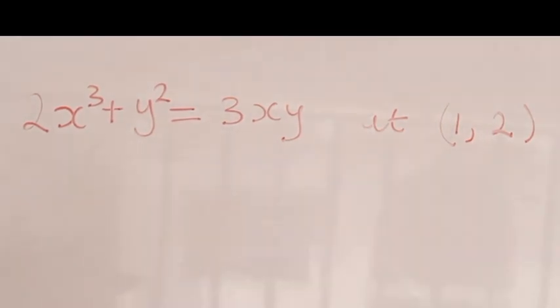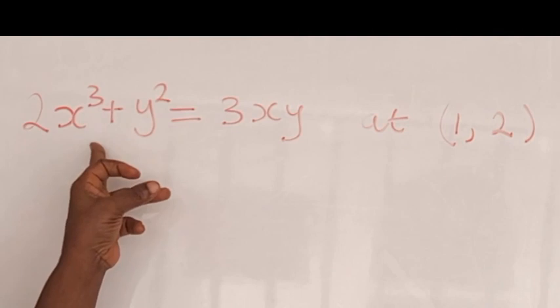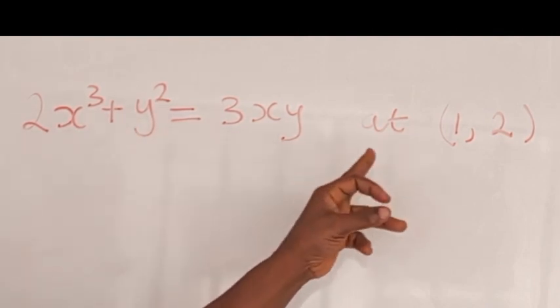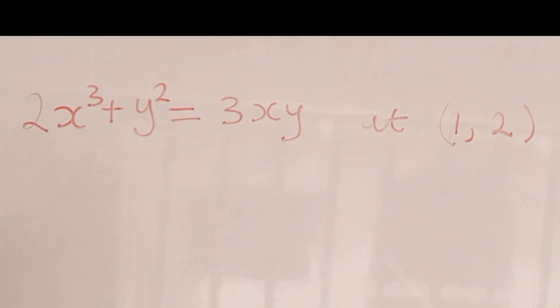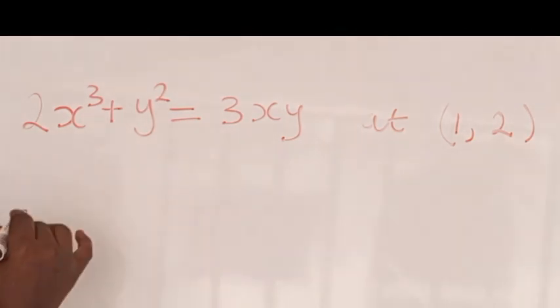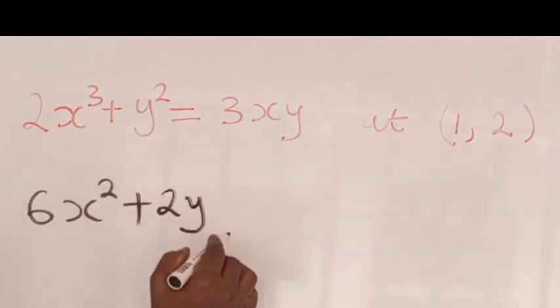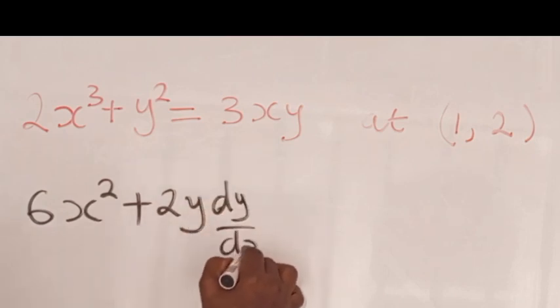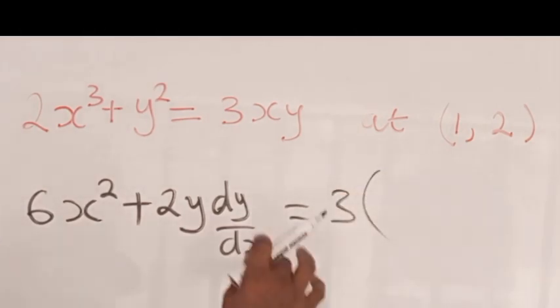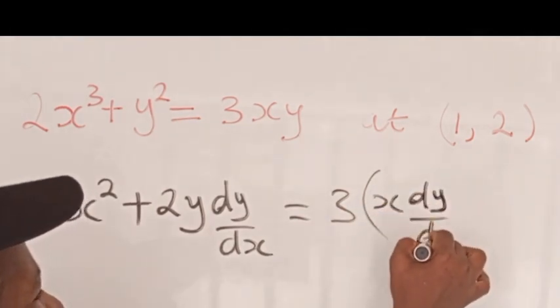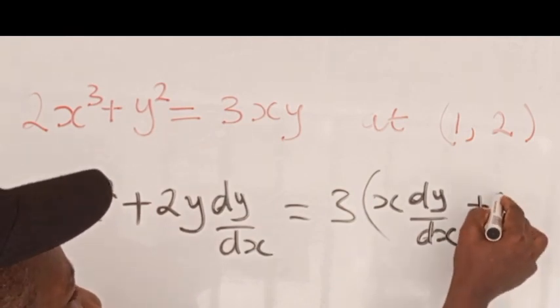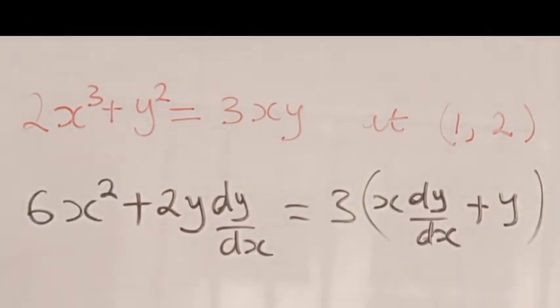Let's look at another problem. Suppose you're given this curve and you're asked to find the equation of the tangent and normal to this curve at this point. Looking at this, the equation is implicit, so you are going to use your implicit rule of differentiation. Differentiate both sides with respect to x, and you have plus 2y dy/dx is equal to 3 into, keep this constant, differentiate this, it is a product, y dx/dx.